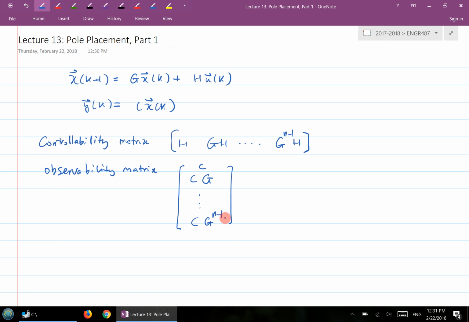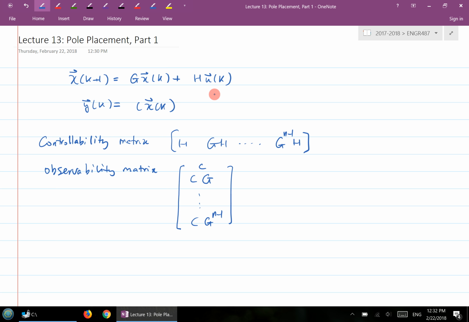All right, good afternoon. Let's start the lecture, okay? So let's finish a little bit on controllability and stability, and then we'll go into another topic called pole placement, okay? Quickly review on the controllability and the observability.